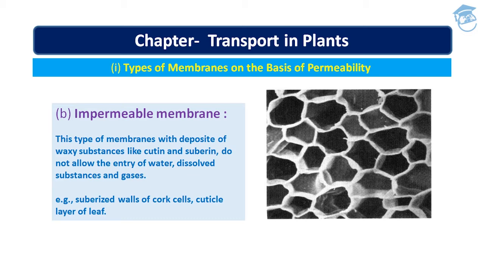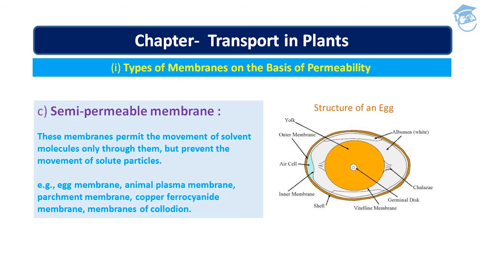So it is an example of an impermeable membrane, wherein they don't allow the entry of water, dissolved substances and gases. Okay, then comes the semi-permeable membrane. These membranes permit the movement of solute or solvent molecules, sorry, only through them, but prevent the movement of solute particles. An example is the egg membrane. See, this is the egg membrane.